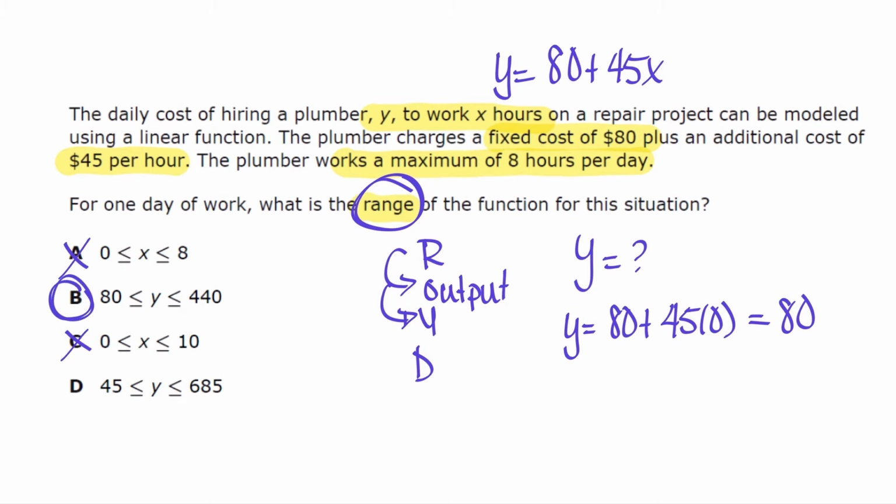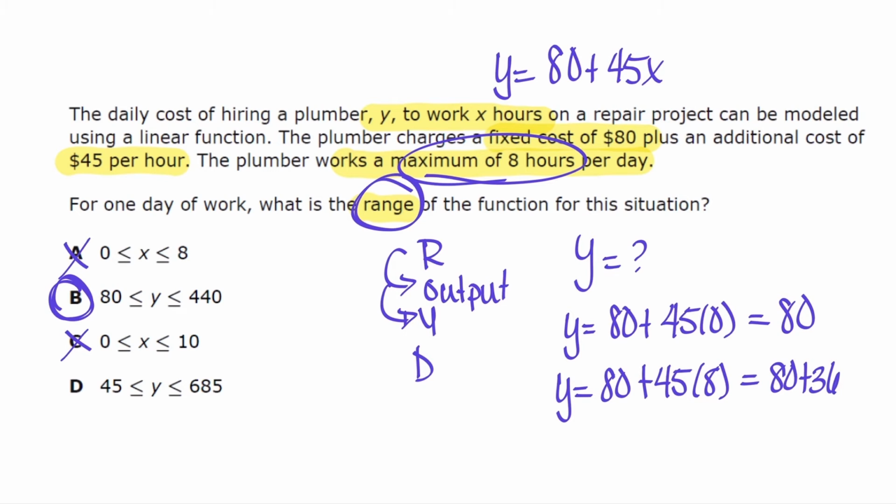That's leading us to answer choice B, but let's verify that 440 is the largest value. The reason is because he can work a maximum of 8 hours. So if we plug in 8, we get 80 plus 45 times 8. 45 times 8 is 360, so that's 80 plus 360, which is in fact 440.